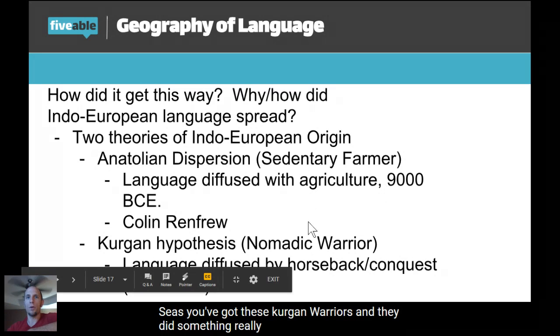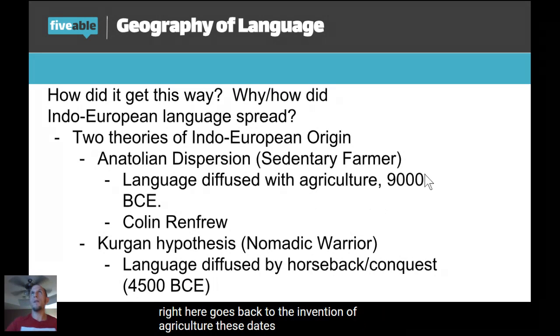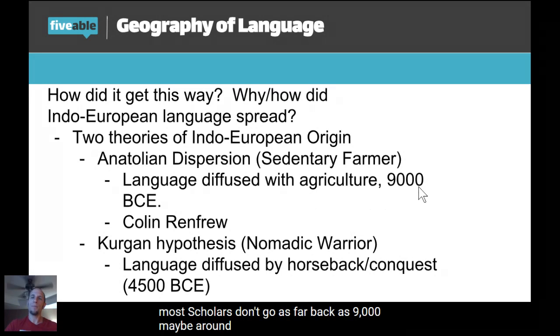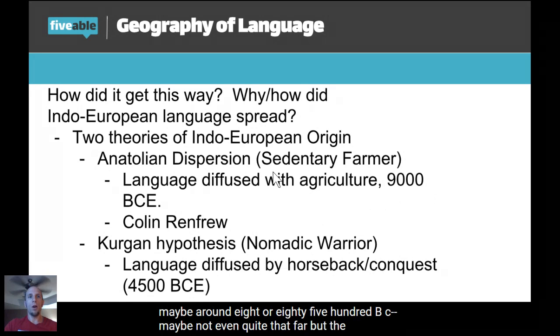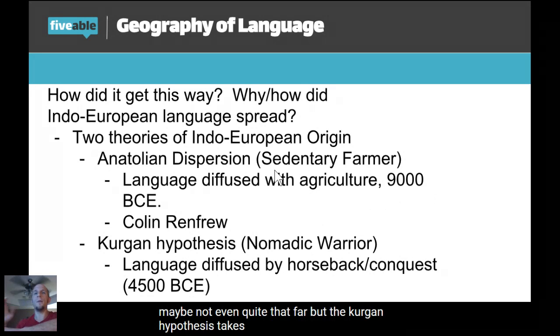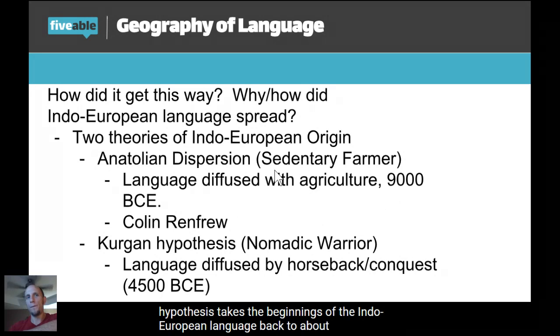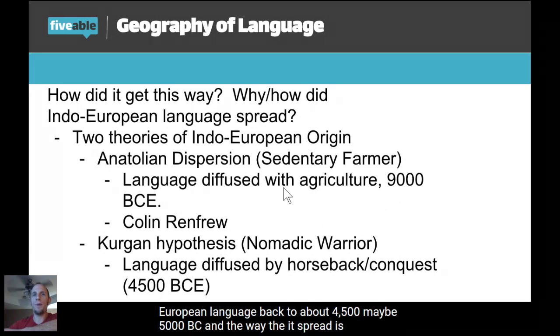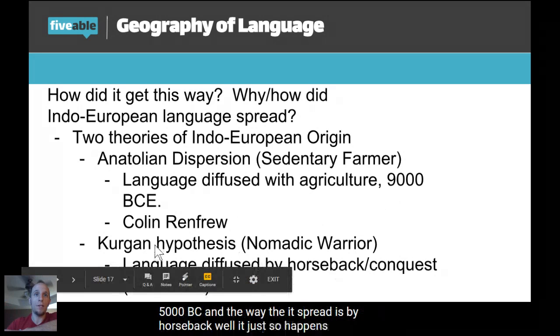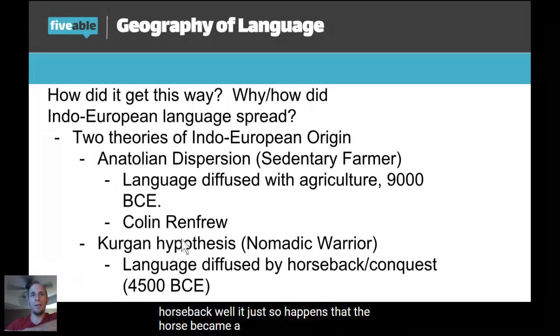And they did something really important. You see, this right here goes back to the invention of agriculture. These dates, most scholars don't go as far back as 9,000, maybe around 8,500 BC, maybe not even quite that far. But the Kurgan hypothesis takes the beginnings of the Indo-European language back to about 4,500, maybe 5,000 BC. And the way that it spread is by horseback. Well, it just so happens that the horse became a domestic animal, or they tamed horses and learned how to ride horses around 4,500 BCE.